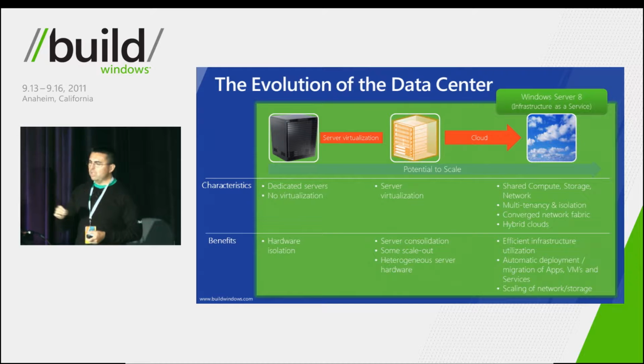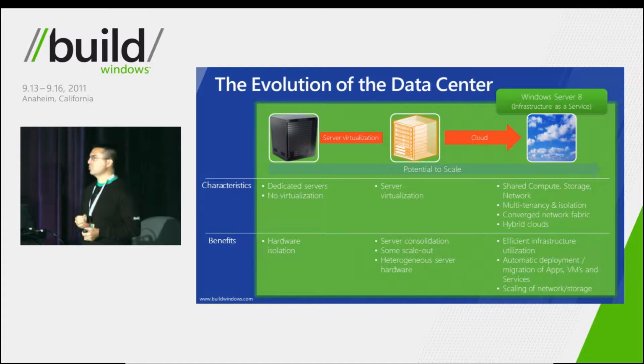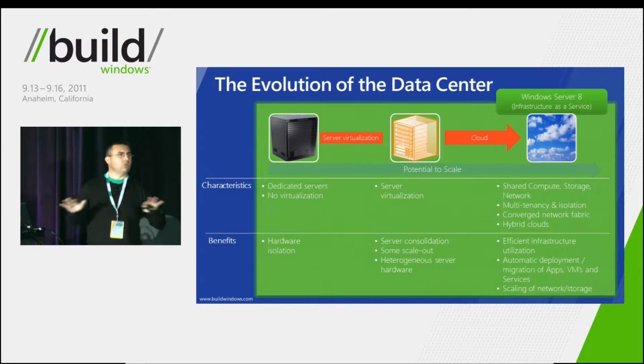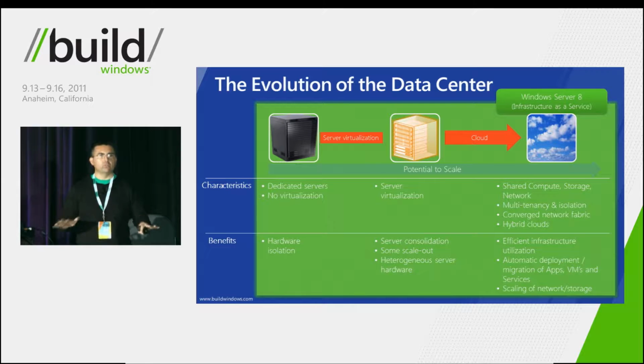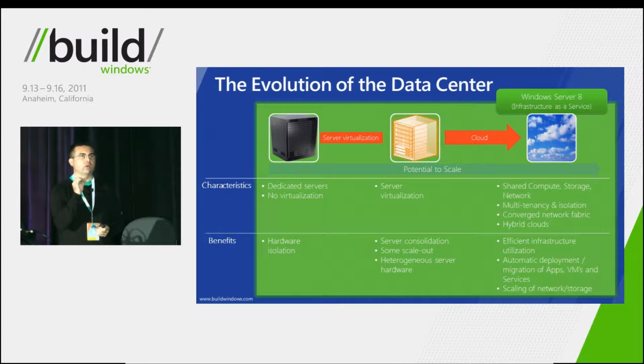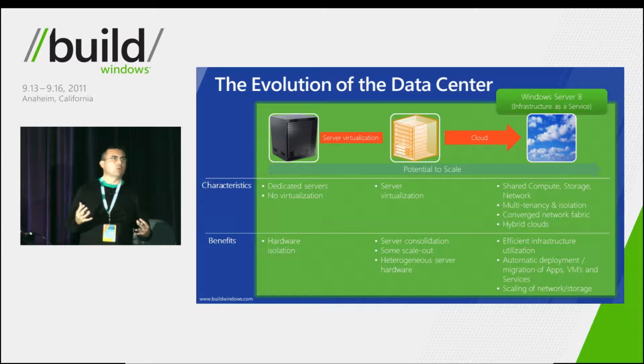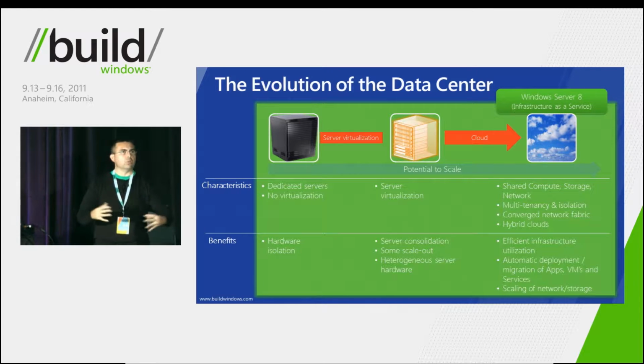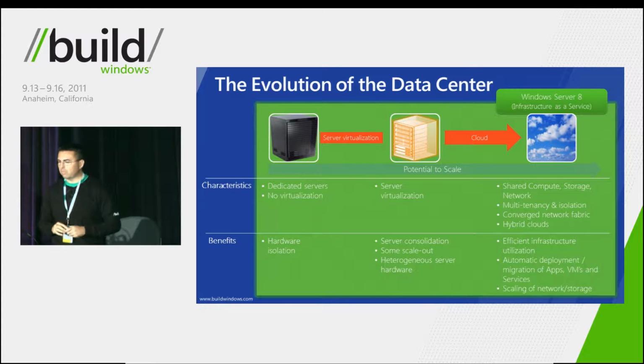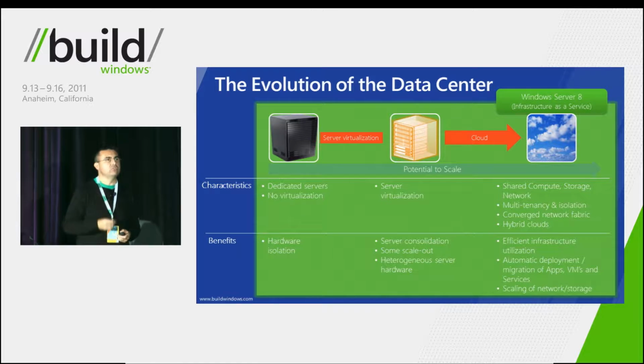And finally, we want to make sure that we have efficient infrastructure utilization. We are really using the hardware at full scale, full tilt, and we're trying our best to get the inefficiencies out of the system. Automatic deployment, migration of apps. Stop thinking of VM as the layer of the app. We want you to be thinking about services, which is multiple VMs together, where you're actually doing things in concert, and we're actually managing at that level, not at the per VM level. And of course, scaling of network and storage to meet all of these new demands.